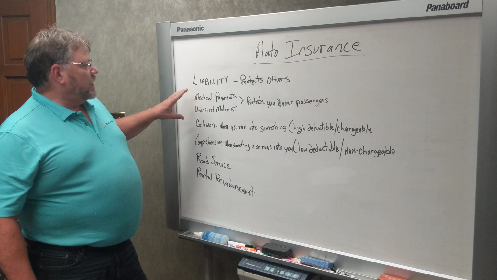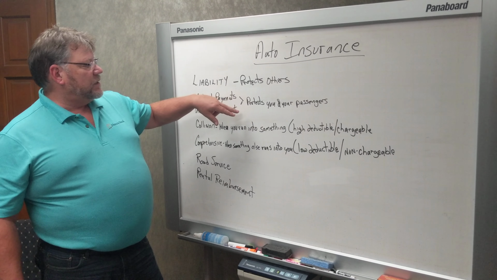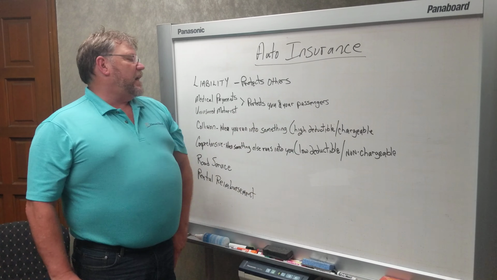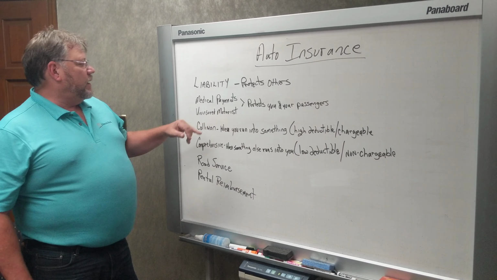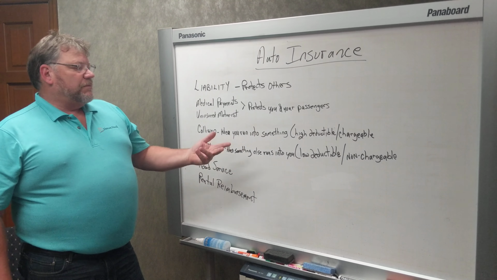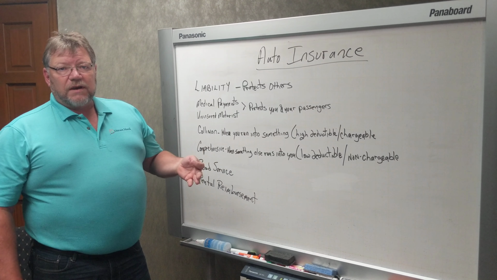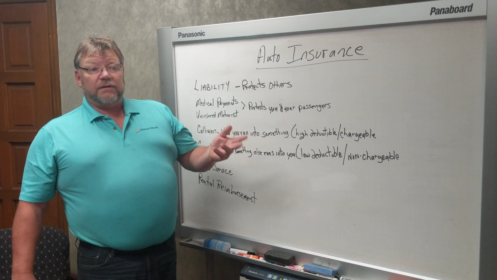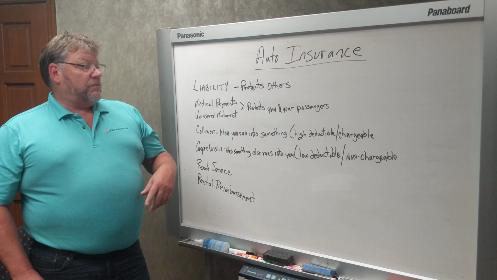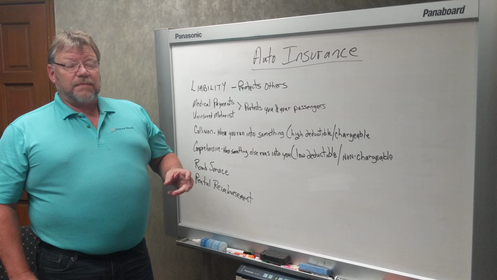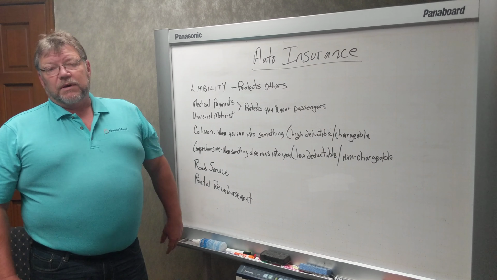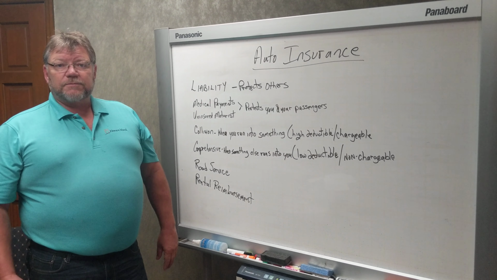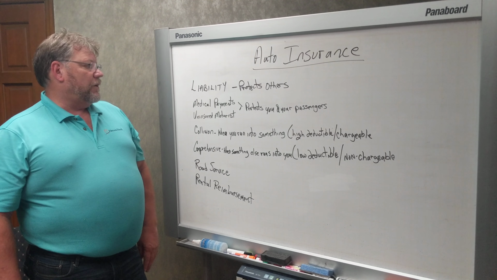The next coverage we have on auto policies basically protects you and your passengers, and that's medical payments and uninsured motorists. So medical payments, if you can imagine that you're driving around and you and everybody in your car has a pot of money in your lap, and if you get hurt in an accident, whether it's your fault, somebody else's fault, doesn't matter, then you can reach in there and get money out of that pot to help pay your medical expenses, lost wages, whatever they are.